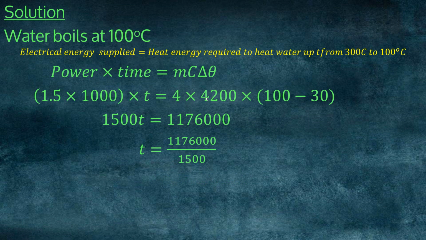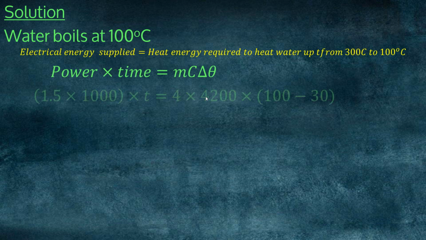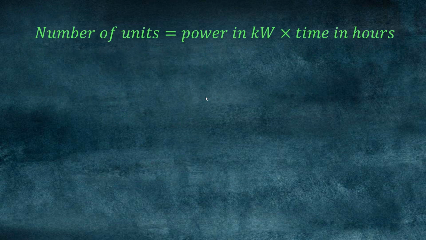Now, let's look at part B. Part B said, what is the cost if each unit costs 95 shillings? So that means you have to calculate the number of units. How do we get the number of units? Remember our formula? We say the number of units is equal to the power in kilowatts times time in hours.